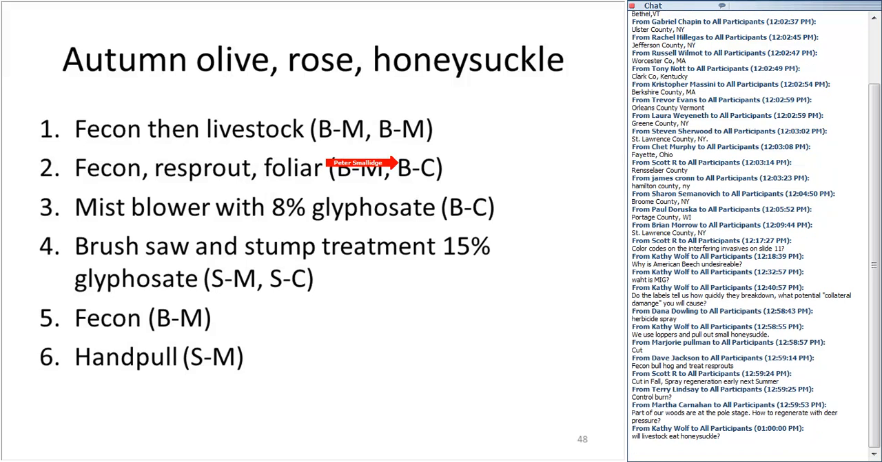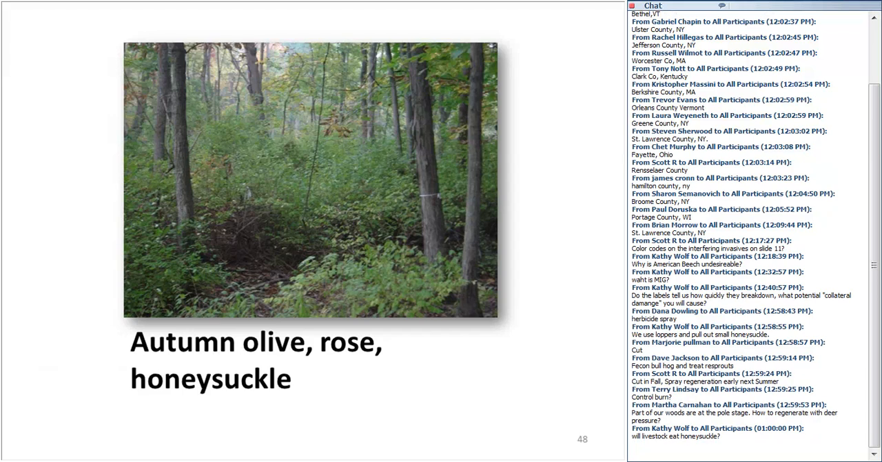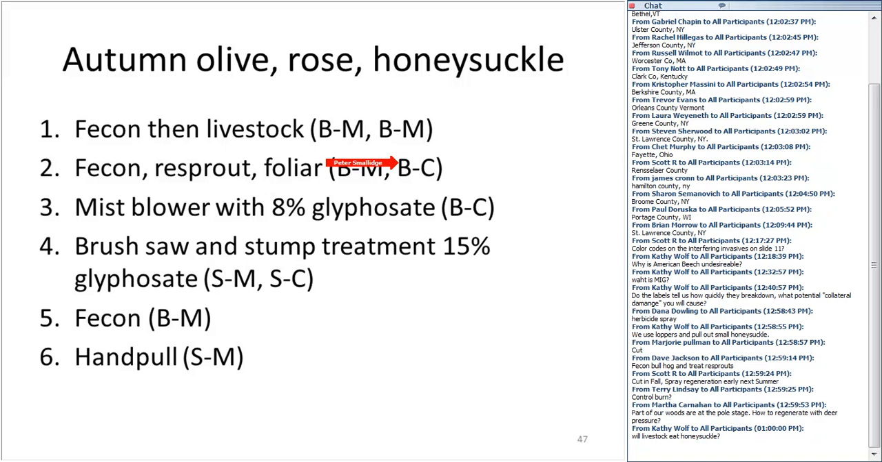It could be that you just go into that whole area and use a mist blower. So you walk around, or you bring in a machine and do a ground-based spray. So you do a mist blower. It's fairly dense, so you'd want to do a fairly hot mixture, probably of glyphosate, one of the glyphosate products. Could be with a brush saw, stump treatment, 15%, or something fairly hot, so selective mechanical followed by selective chemical.